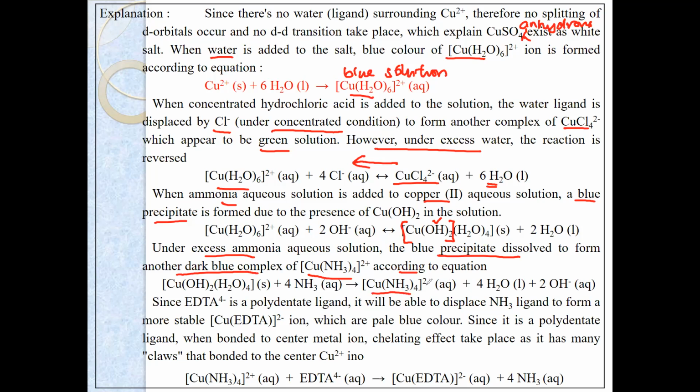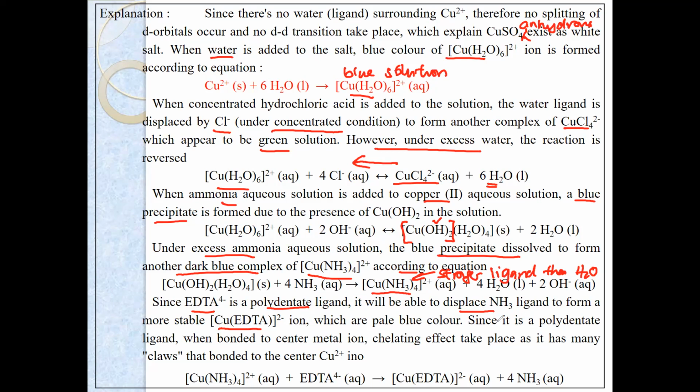So why is it like that? Because ammonia is a stronger ligand than water. Okay, and finally, when we add a little sodium EDTA, because EDTA is a polydentate ligand, it is able to displace the ammonia to form a more stable [Cu(EDTA)]2-, which is pale blue in color.